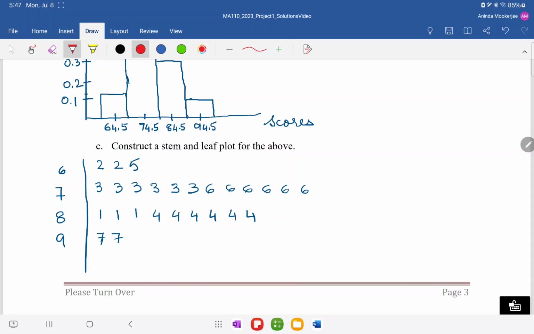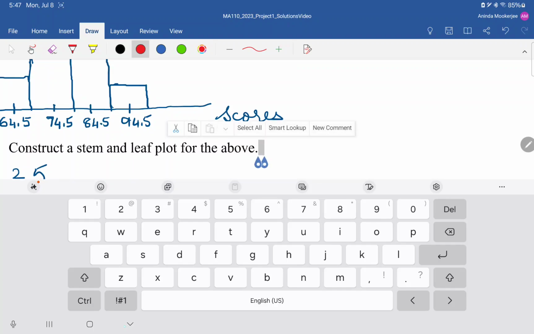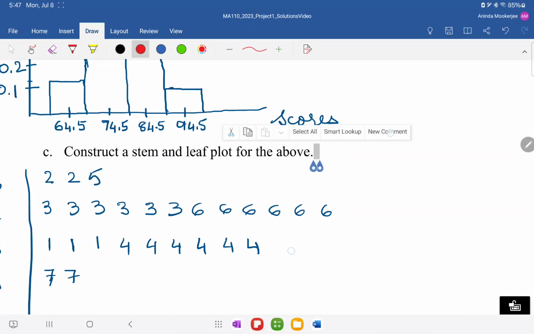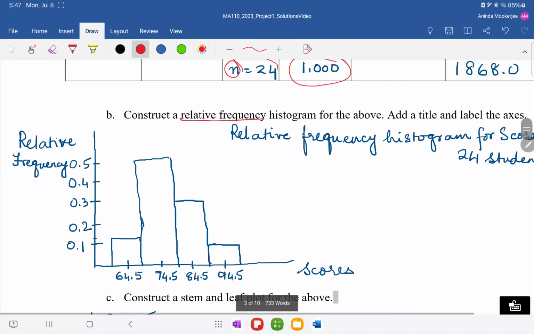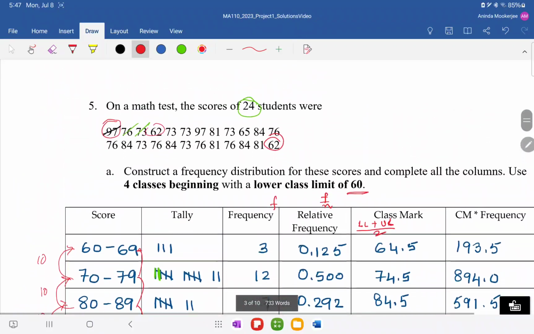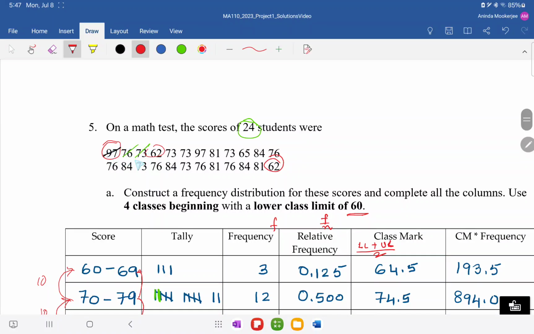You have to divide each, not really divide, but you have to kind of break up each number or each digit of the numbers in the data set. The rightmost digit, so for 97, the rightmost digit would be the leaf, and the rest of the digits to the left would be the stem.